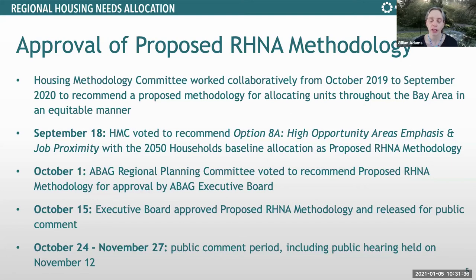The HMC worked collaboratively to recommend a proposed methodology that advances the 5 RHNA objectives identified in housing element law and is consistent with the forecasted development pattern from Plan Bay Area 2050 as required by law. At its final meeting on September 18th, the HMC voted to recommend option 8A, high opportunity areas emphasis and job proximity, as the proposed RHNA methodology. This methodology incorporates the Plan Bay Area 2050 blueprint and includes factors related to access to high opportunity areas and proximity to jobs. I'll provide an overview of the components of the methodology later in the presentation.